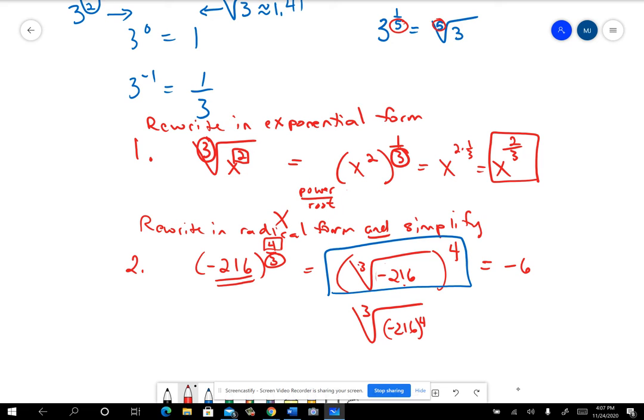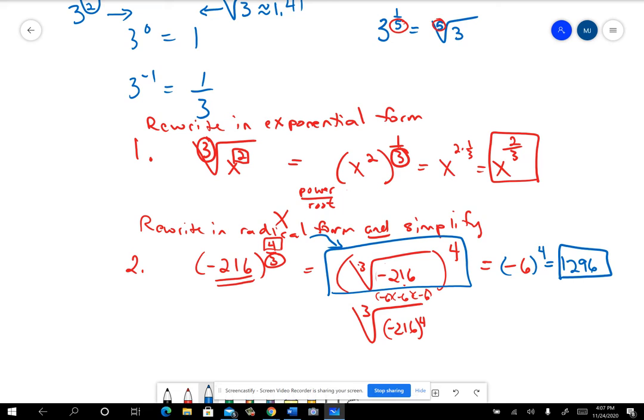That's what number times itself 3 times would equal 216, and that would be -6. And then that has to get raised to the 4th power, and -6 times itself 4 times would wind up being 1296. Okay, so your final answer would be 1296. Rewriting it in radical form, that would be this box.